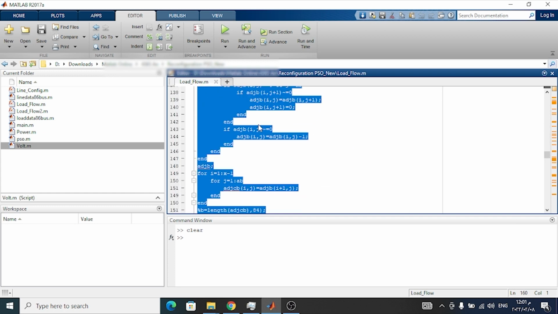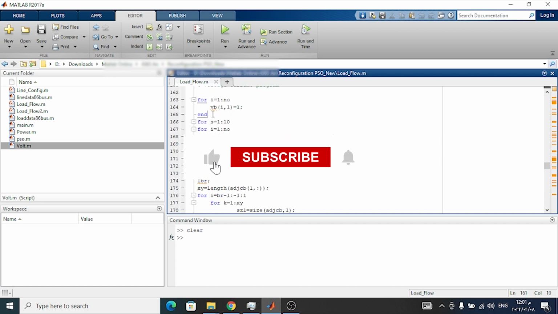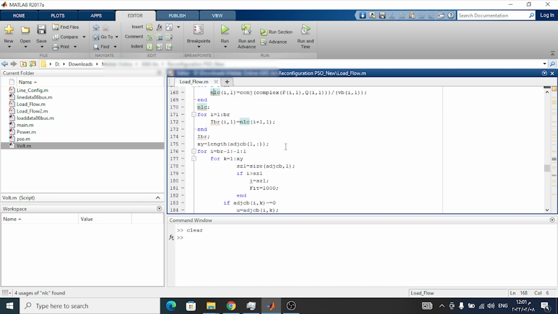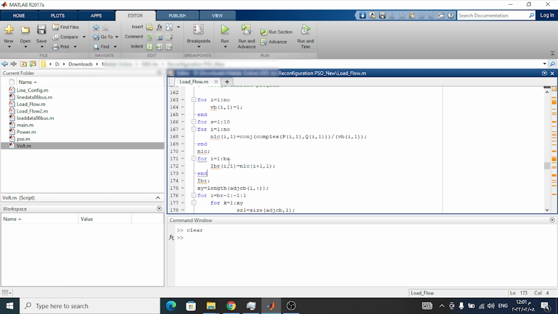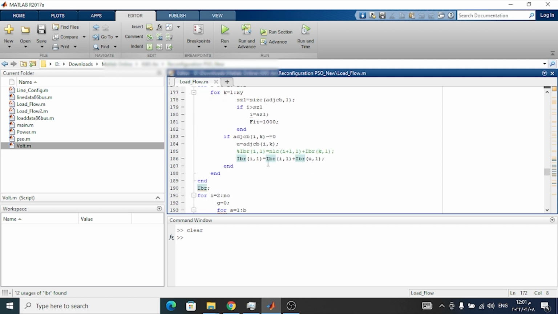And after arranging that, the first thing we calculated is the voltage and current. We suppose all the voltages are one as initialization, and then depending on the real and reactive power we calculated the current for each bus, and after that we calculated the branch current, and as you see here, the accumulated branch current.